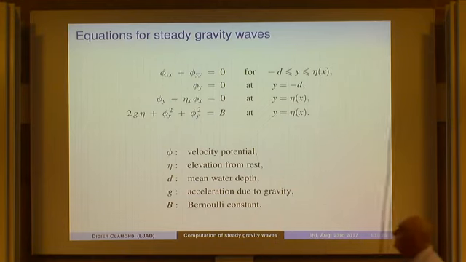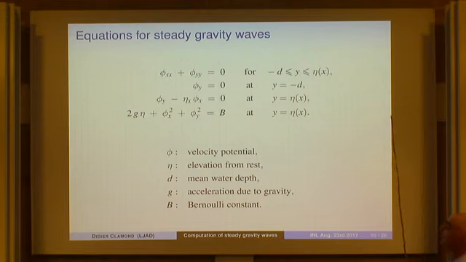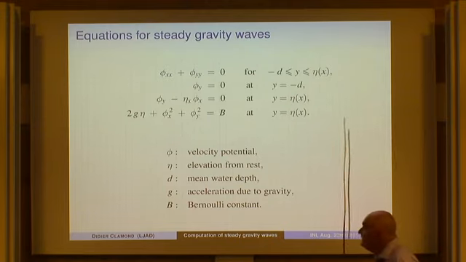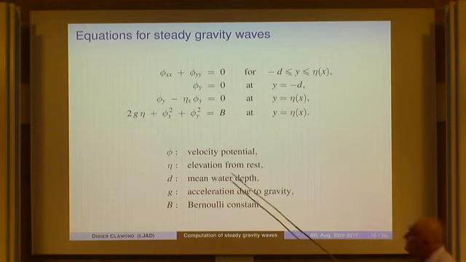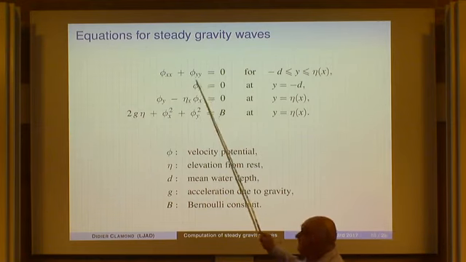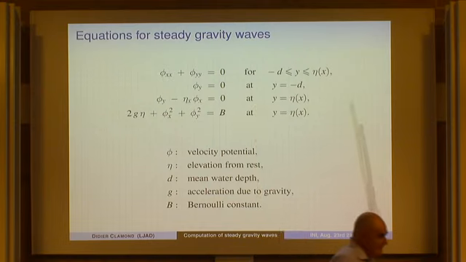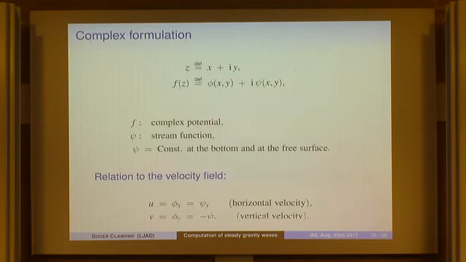So here is the classical equation for 2D steady irrotational surface gravity waves, where the velocity potential phi is a harmonic function. It satisfies the Laplacian. And when you have a 2D problem with a harmonic function, the first thing you want to do is to use complex variable and complex function. At least this is what I like to do.